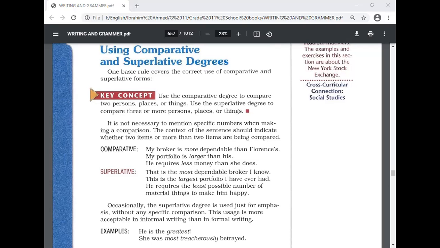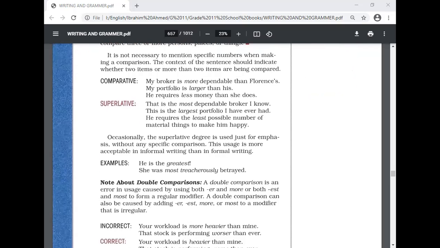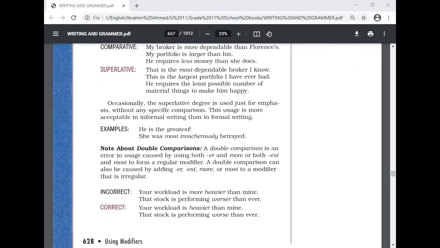Look at this example. This is comparative. My broker is more dependable than Florence's. My portfolio is larger than his. He requires less money than she does. Superlative: this is the most dependable broker I know. This is the largest portfolio I've ever had. He requires the least possible number of things to make him happy.